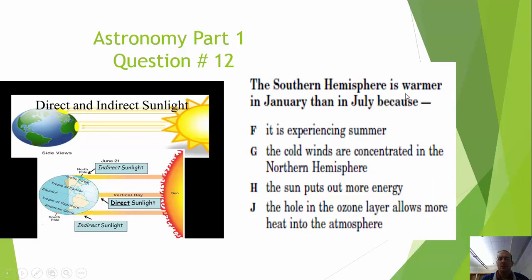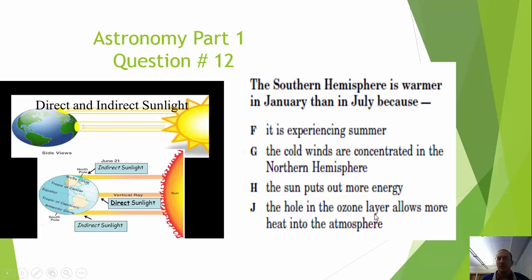The southern hemisphere is warmer in January than in July because, is it experiencing summer? It might make sense if it's warmer then. The cold winds are concentrated in the northern hemisphere. Really doesn't make too much sense at the current moment. Let's keep looking through. The sun puts out more energy. The sun puts out the same amount of energy pretty much daily. It just depends on the amount of direct versus indirect sunlight, which we've talked about a couple times. Direct sunlight means that it's very intensified and very localized and it's not spread out.